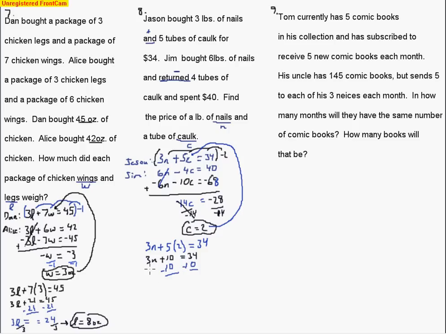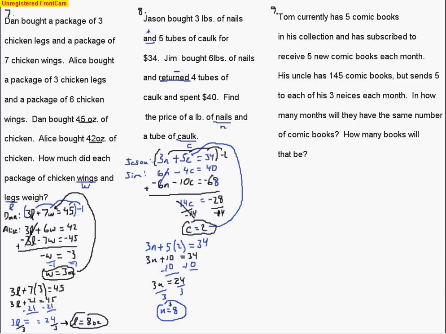And I now have 3n equaling 24. And so from this point, I just have one step, and that is to divide by the 3, and we have our value for n. So n equals 8, and that makes sense. $8 should have been more than the cost of the caulk, because here Jim ended up spending more money even though he returned 4 tubes of caulking.